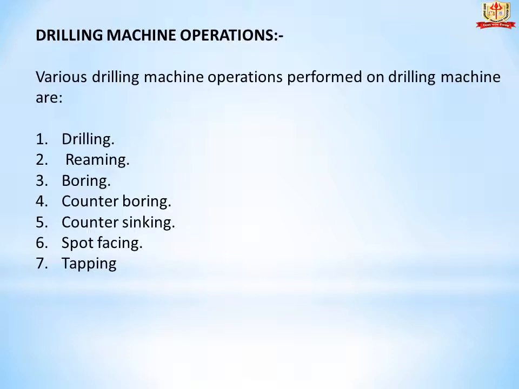Now we study drilling machine operation. Various drilling machine operations performed on drilling machines are: first operation is drilling, second is reaming, third is boring, fourth is counter boring, fifth is counter sinking, sixth is spot facing, and seventh is tapping.